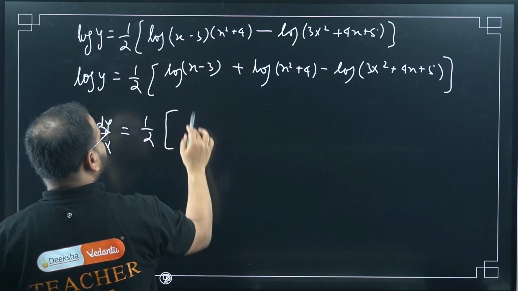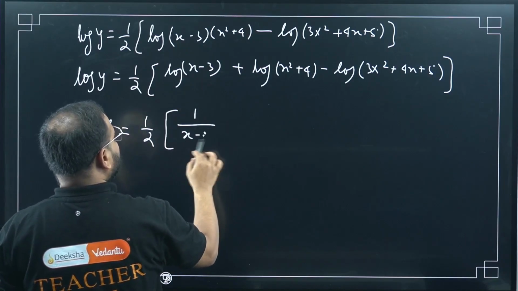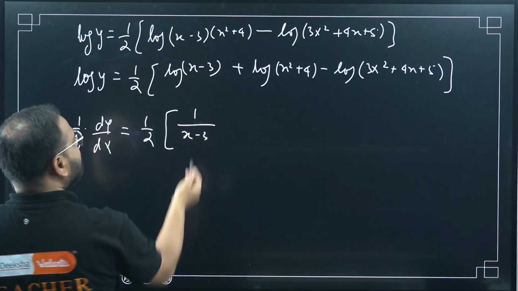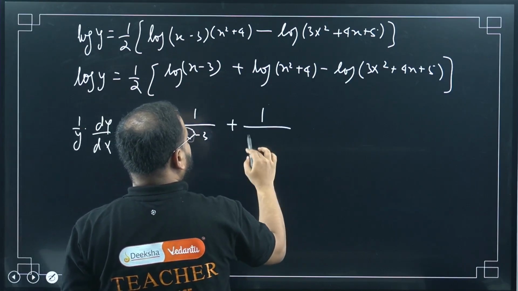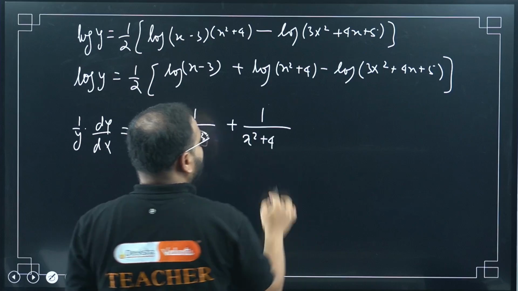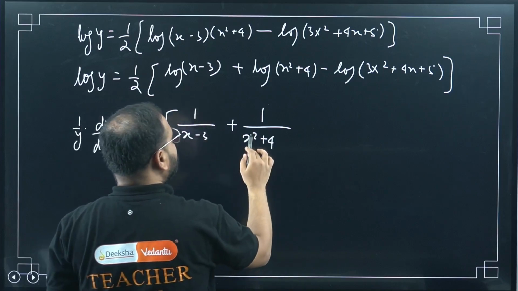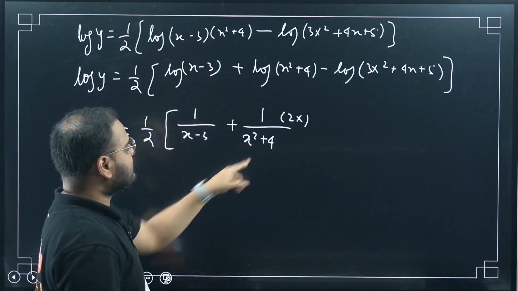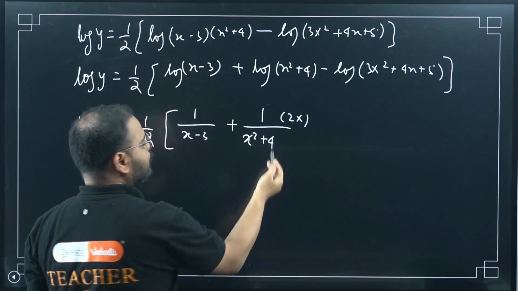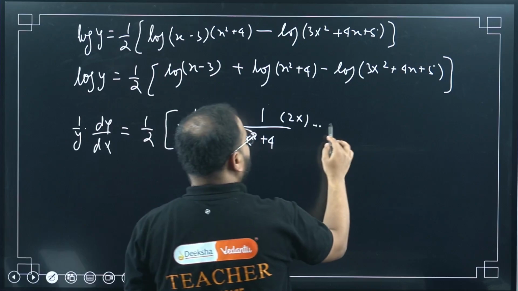What is the differentiation of this? 1 upon x minus 3. For x it is 1 and 1, so I don't have to change anything. What about this? 1 upon x square plus 4. I have to differentiate this also, so it will come as 2x. For x square it will be 2x, and for 4 it will be 0. So simply 2x.